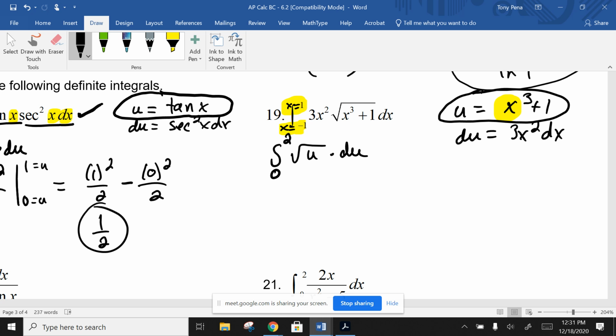From there, it's just like what we've been doing now for the last couple weeks. You're going to do the antiderivative, plug in 2, plug in 0, figure out what their difference is. So this is a 1/2 power, so you're going to get u to the 3/2 divided by 3/2, so times 2/3.